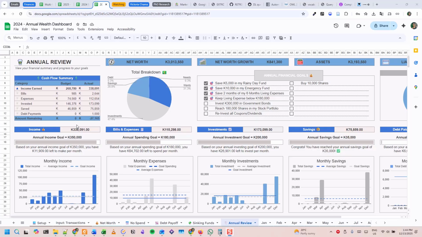And then the great thing about all of that information, whether it means moving from the financial organization, the budget categories, your bank statements, everything gets filtered into this annual overview where you can see your progress in terms of how far you are to reaching your income goals, your spending goals, your investment goals, as well as your savings goals and your debt payoff goals.